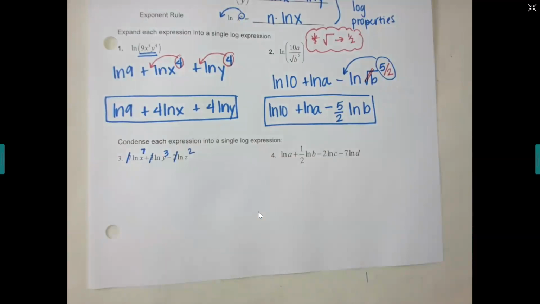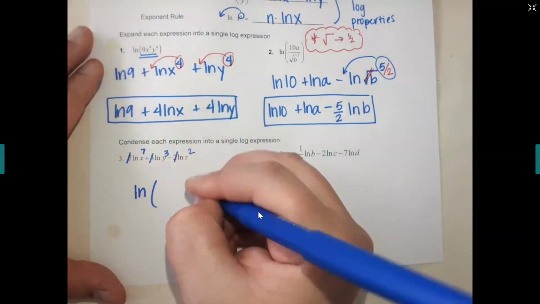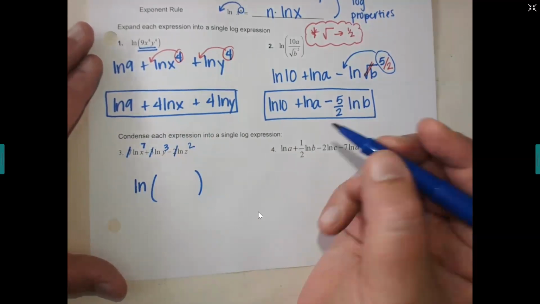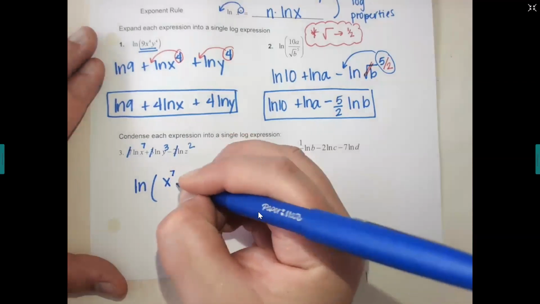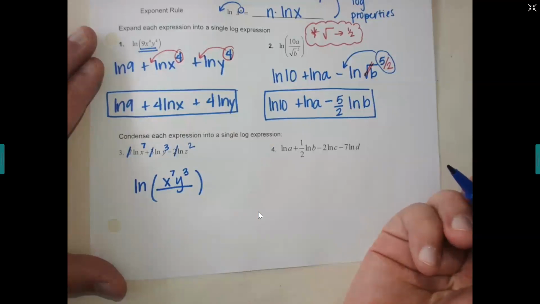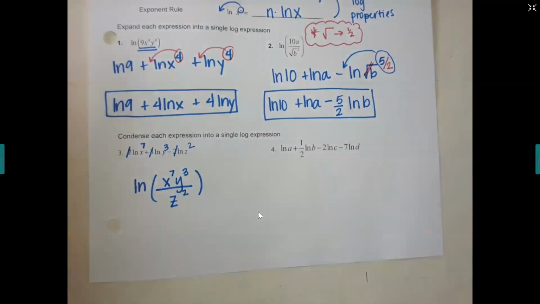Then from there, I want to take all 3 of those separate ln's and I want to combine them into just one ln. So I'm going to do ln big parentheses. My x and my y will stay where? Top or bottom? Top, so I'll have an x to the 7 and a y cubed. Why will my z go to the bottom? Because it was originally subtracted. And remember, subtraction turns into division when you're condensing logs.